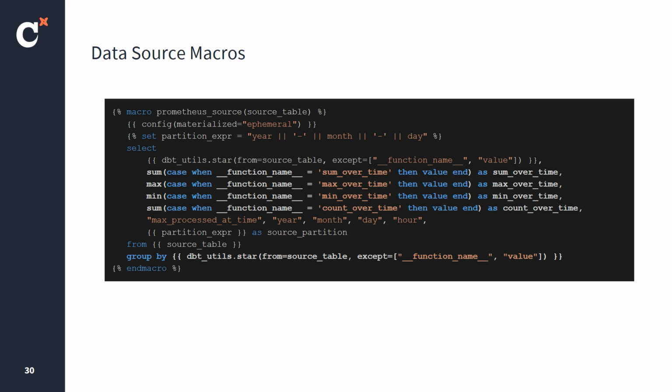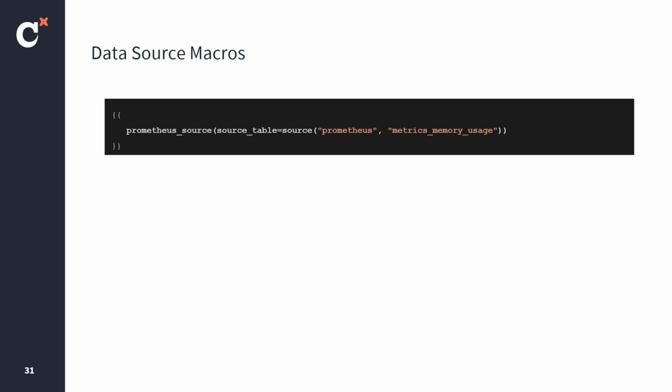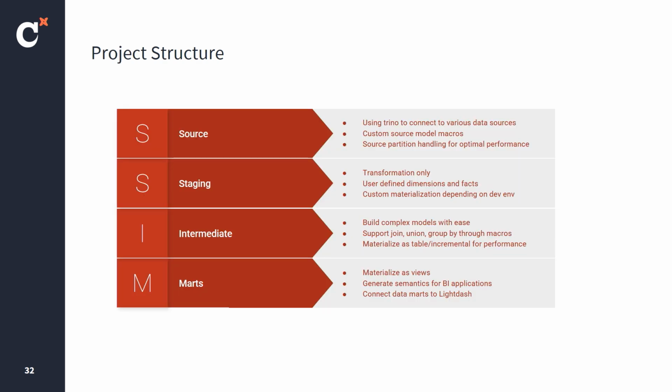So when the user is actually working with this Prometheus data, they don't have to do all these things. When they want to reference this model, all they have to do is call the Prometheus source and specify the source and the metric they want to use, and that's it. All the nitty-gritty, all the small details, are contained in that source macro. We built a few of these source macros to work with the variety of data sources we have internally. Some require specific partitioning, some require some transformation. All these things can be built in there, so users don't have to worry about the details. It's just one step easier for them to use dbt in their development.